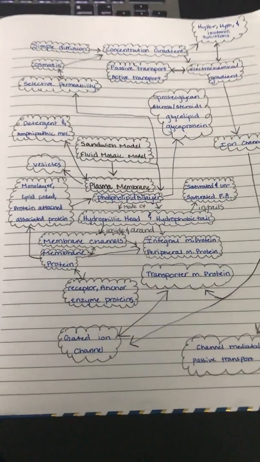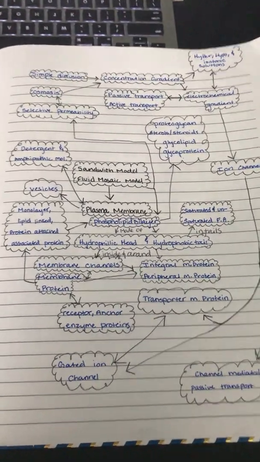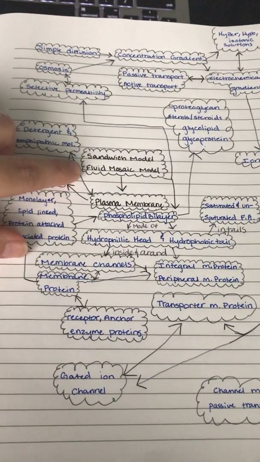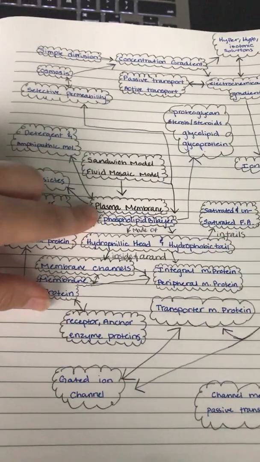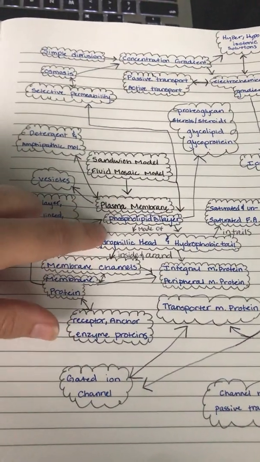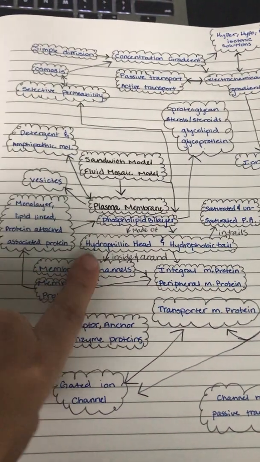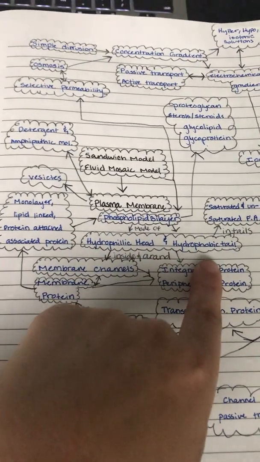Alright, so this is my web diagram that I made. I started in the middle with our different types of models, the sandwich model and the fluid mosaic model, and they're made up with the plasma membrane, and then later on we go into more detail about the phospholipid bilayer, which is composed of the hydrophilic head and the hydrophobic tail.